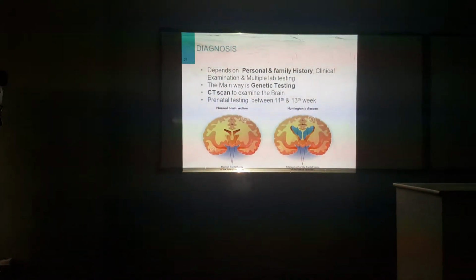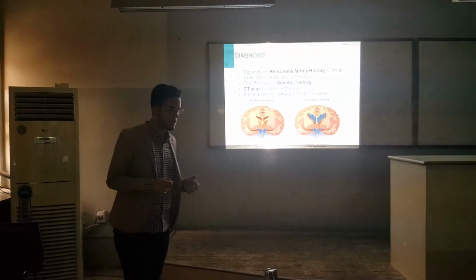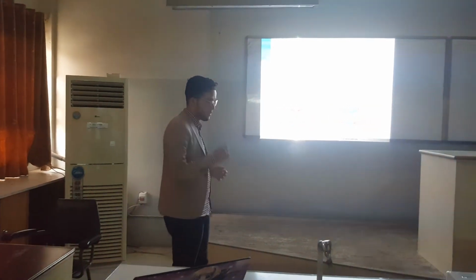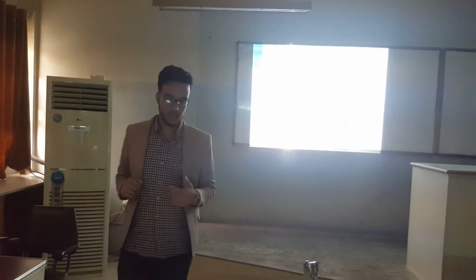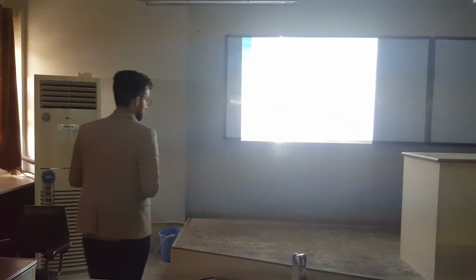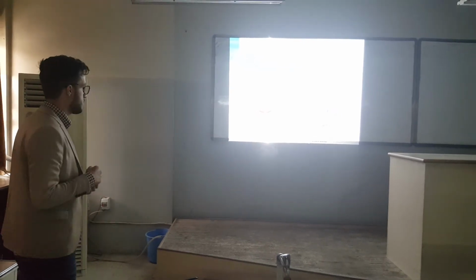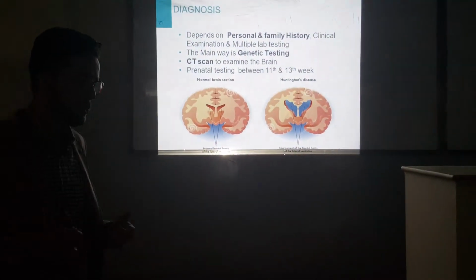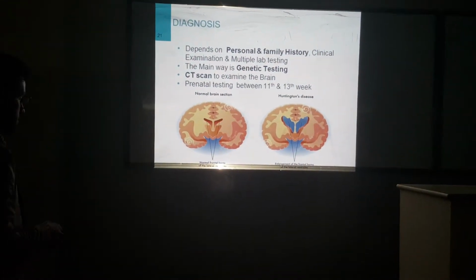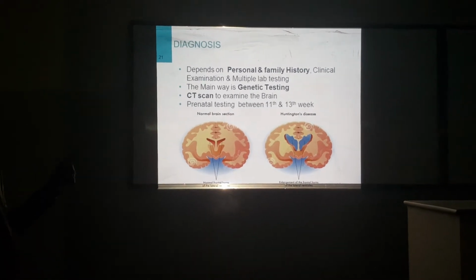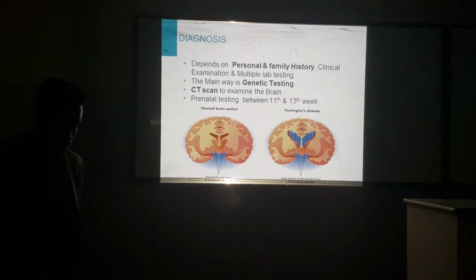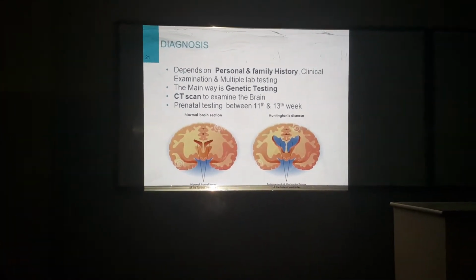Diagnosis of Huntington disease depends on personal and family history, clinical examination, and multiple lab tests. But the main confirmatory test is genetic testing, in which we are looking for the gene to see if it's mutated or not. The CT scan is also useful. Here you can see there is a shrinkage in the basal ganglia due to selective neurodegeneration of the neurons in the basal ganglia, as we said, and we recognize an enlargement in the lateral ventricles. Prenatal testing is also available via chorionic villus sampling between the 11th and 13th week.